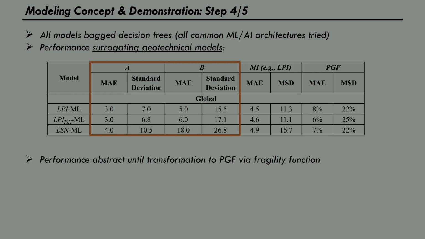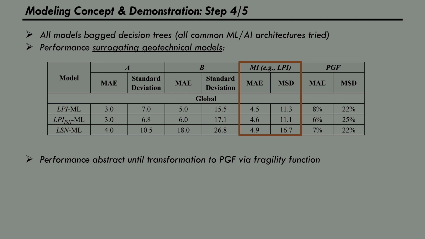So in terms of the performance of surrogating a model, how well do we mimic a geotechnical model? I can talk about the performance in A and B. I can say it's unbiased, but A and B don't mean anything to you. I can talk about the performance in terms of the manifestation index. And so we have an error of something like an LPI value of 5. And if you're a geotechnical engineer, this means a little bit something to you.